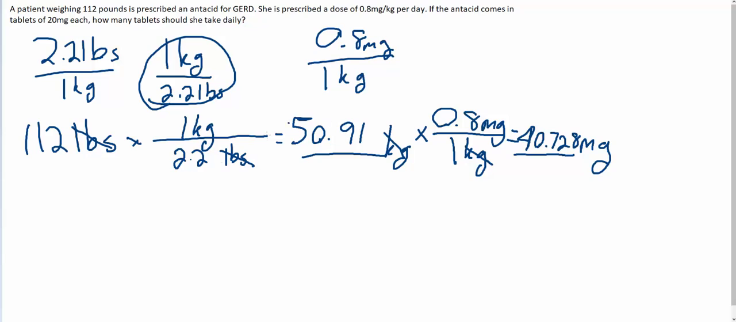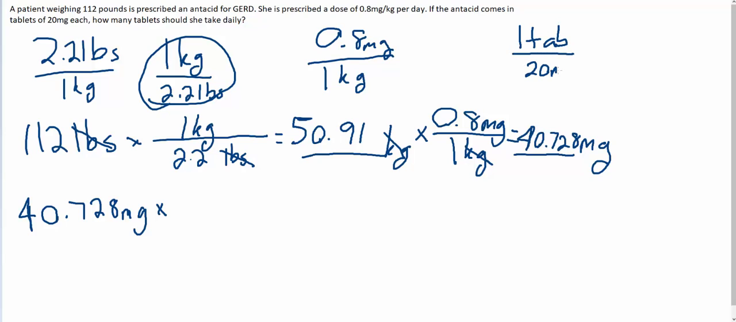milligrams. Now we know how many milligrams this patient needs to take per day, which is great. But the problem asks for one more thing. It wants to know how many actual tablets, because we may know how much medication the patient needs to take, but that does not mean that we know how much is going to be needed in the form that the medication comes in. So this medication comes in tablets. So 1 tablet contains 20 milligrams. We could also write this and say that there's 20 milligrams per every tablet.